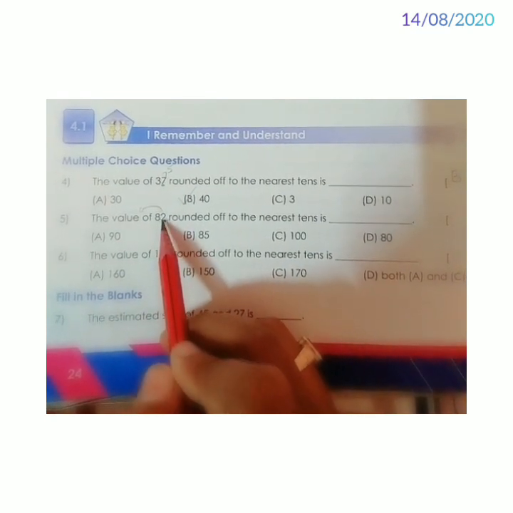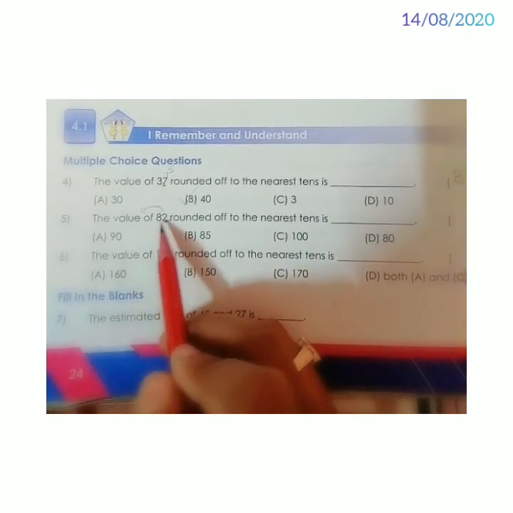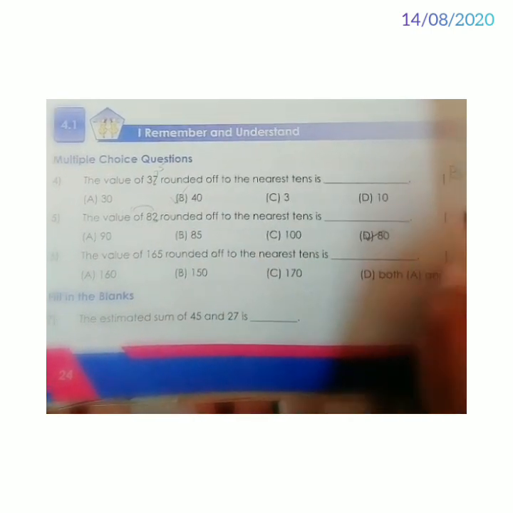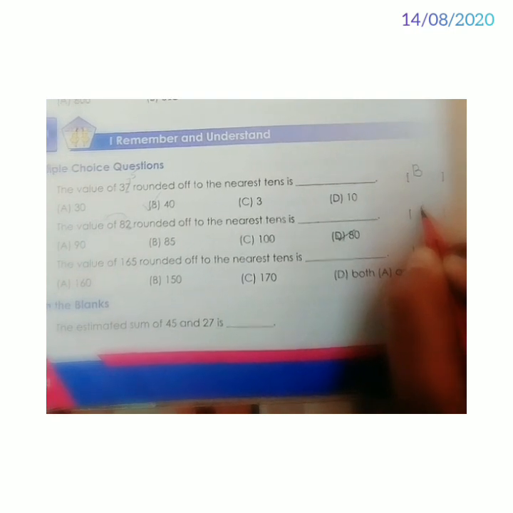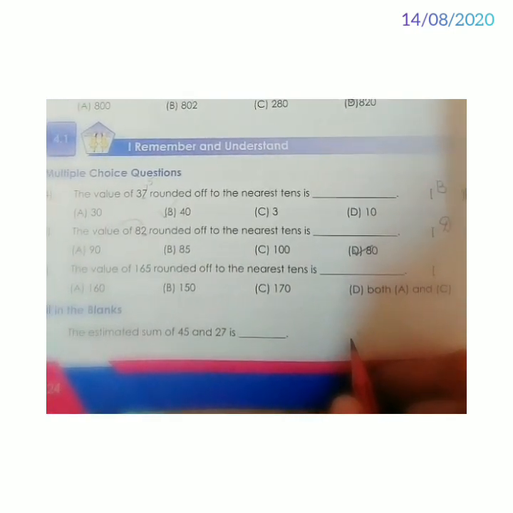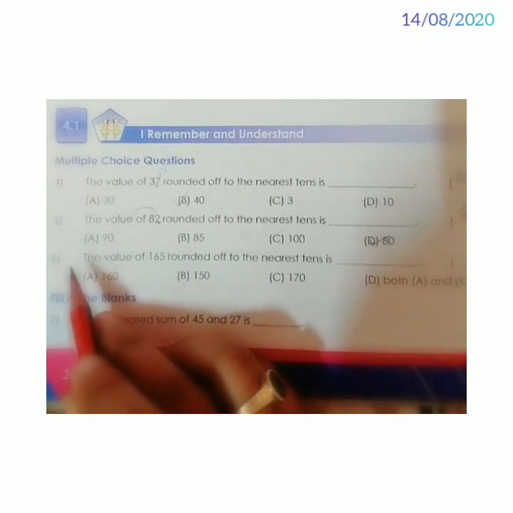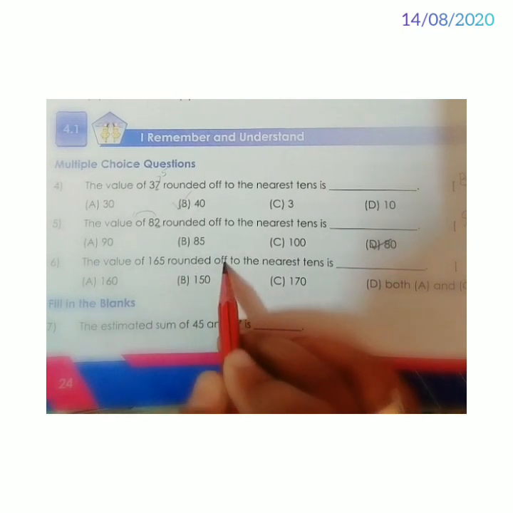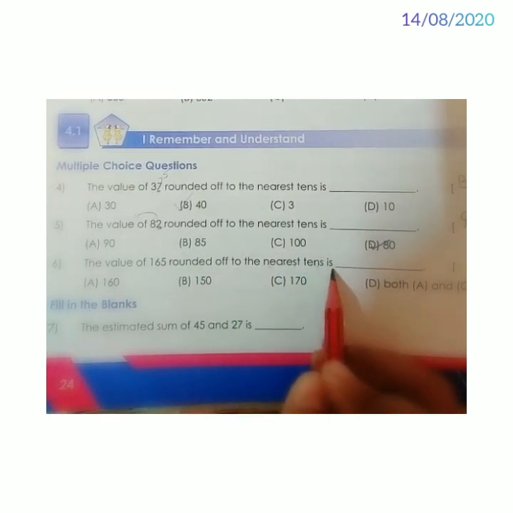So before 82, what is the nearest 10? 80. Alright, so the correct answer is D, 80. Alright, so write down the correct option over here within the bracket, D, 80. Alright, now the next question, number 6. The value of 165 rounded off to the nearest 10 is.